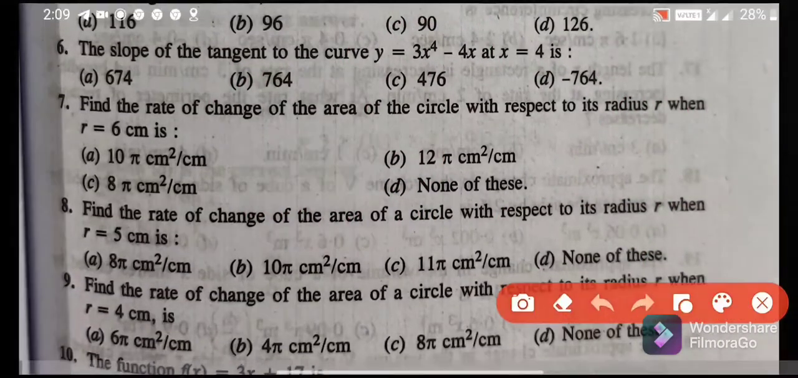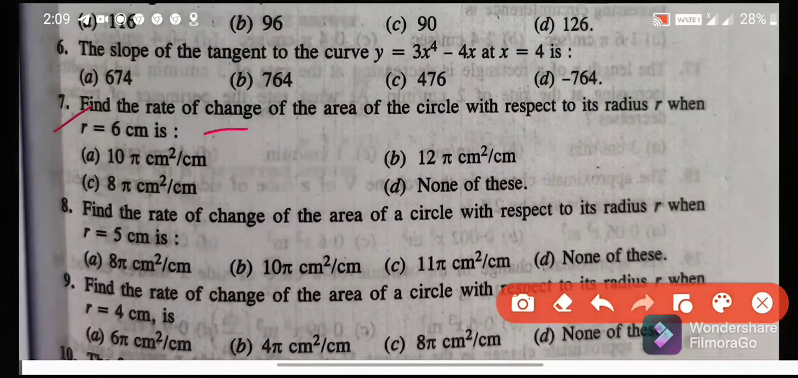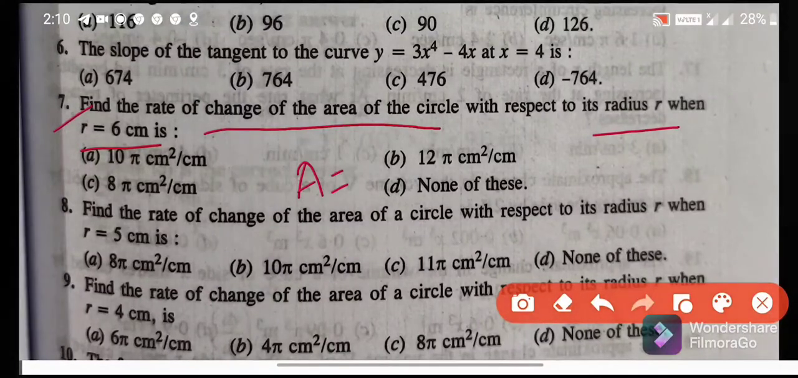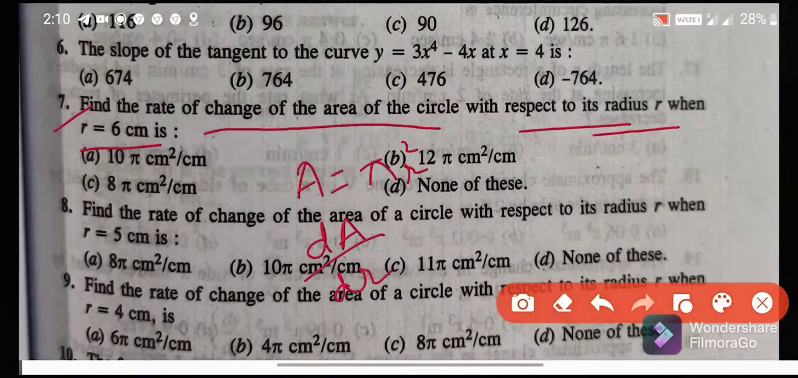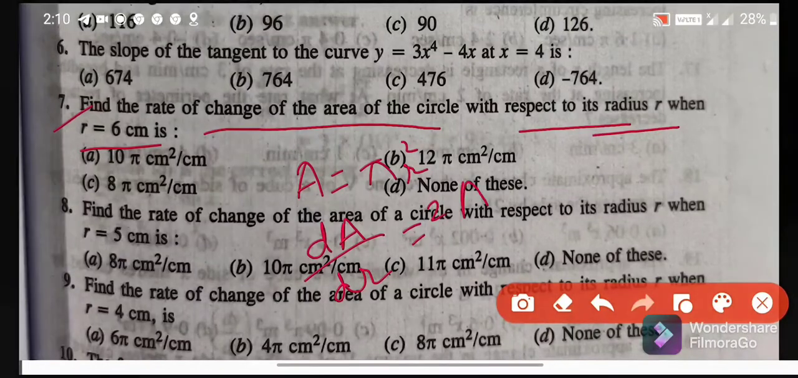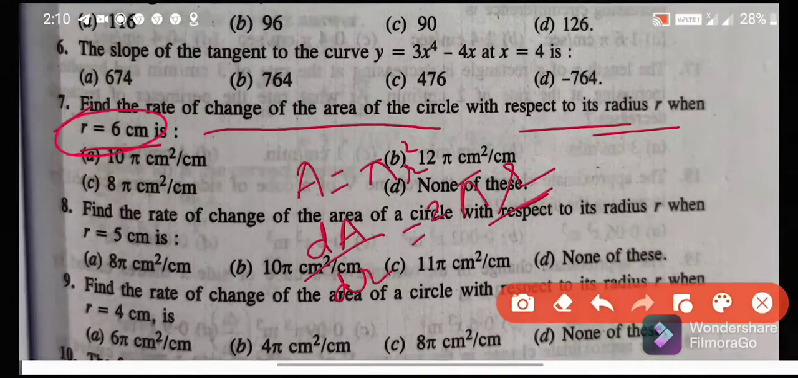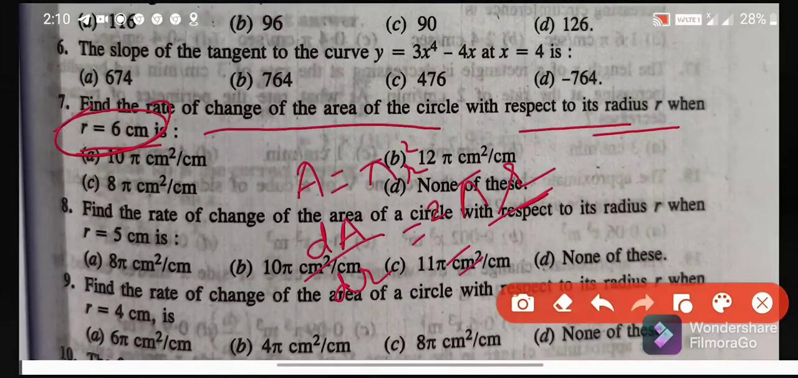Next question number 7. Find the rate of change of area of a circle with respect to its radius r when radius is equal to 6 cm. First of all, the formula of area of circle is pi r square. Now rate of change of area with respect to radius, that is, differentiate this equation with respect to r. dA by dr is equal to 2 pi r. Now at r is equal to 6 cm, so put r is equal to 6. 2 pi multiplied by 6, that is 12 pi. So answer is B option.